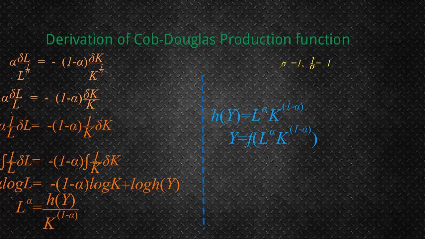Since our production function is homothetic by assumption, h of y is indeed monotonic. If we insist this production function to be homogeneous of degree 1, then it will take the form y is equal to A times L to the power alpha times K to the power 1 minus alpha. This is the form of the Cobb-Douglas production function.